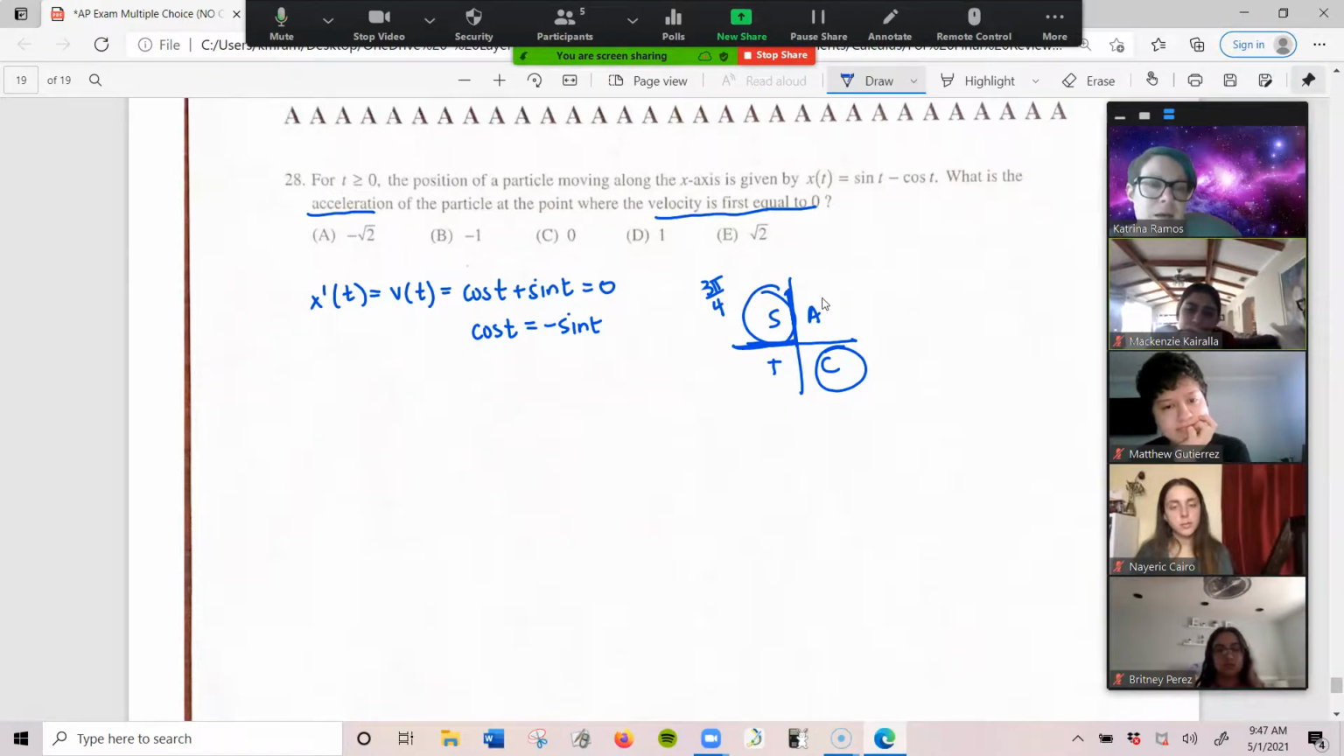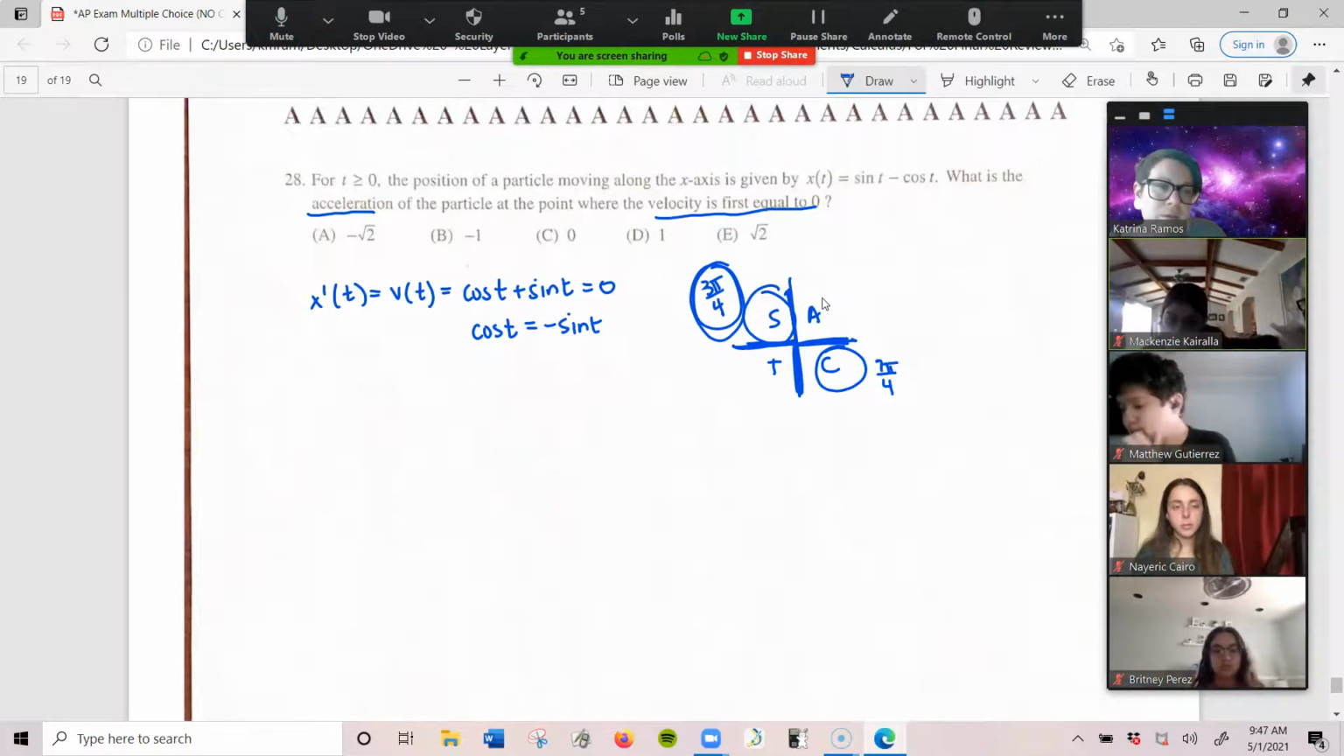And in this quadrant, same thing. Here cosine is positive and sine is negative. So again, they need to be opposing signs. And this is the angle 7 pi over 4. But it says when the velocity is first equal to 0. So we're going to use this one, 3 pi over 4. Is that okay?